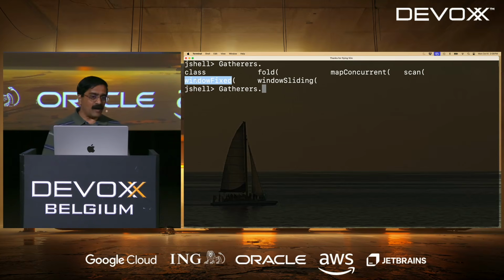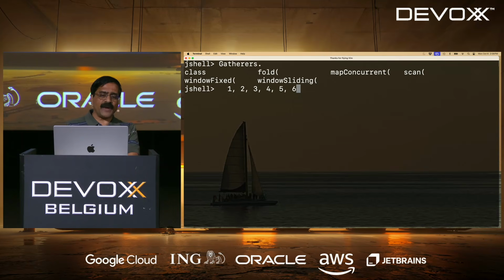So what is the idea of window fixed? Well, the idea of window fixed is, if you have a collection of data, let's just say you have 1, 2, 3, 4, 5, and 6, window fixed is going to do the following. Let's say I say a window fixed of 2. It would emit from the pipeline 1 and 2, and then it'll emit, in this case, 3 and 4, and will emit 5 and 6, and so on. So essentially, those are the groups of data that it's going to start emitting.